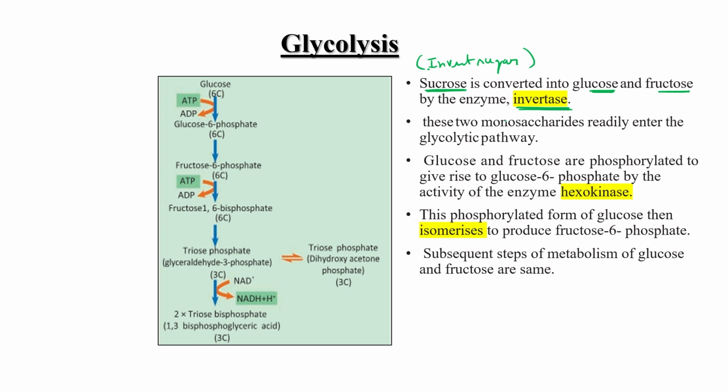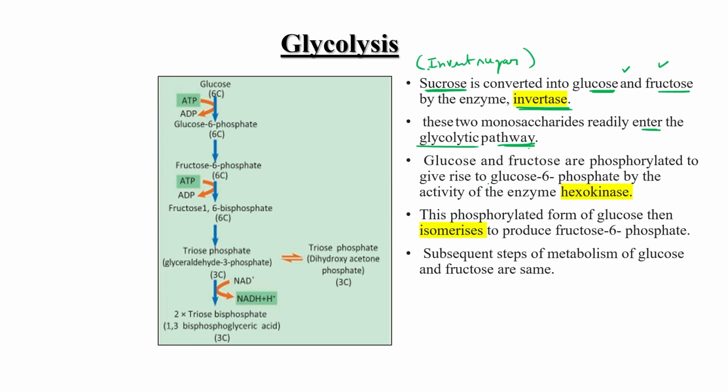So invertase is actually the enzyme which breaks down this sucrose into its monosaccharide units, that is glucose and fructose. And these monosaccharides further enter into the glycolysis pathway. Okay, these two monosaccharides readily enter the glycolytic pathway. It is mentioned over here. So this glucose and fructose are phosphorylated to give rise to glucose 6-phosphate and fructose 6-phosphate, we can say.